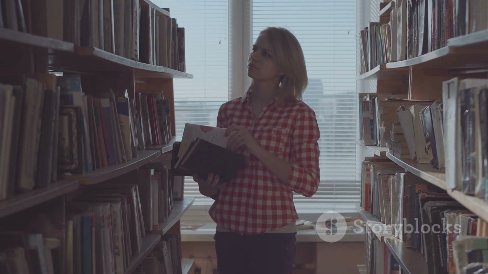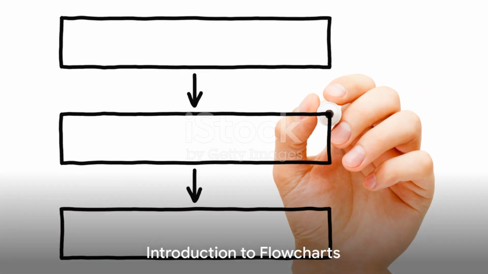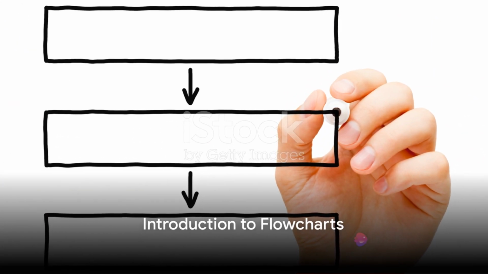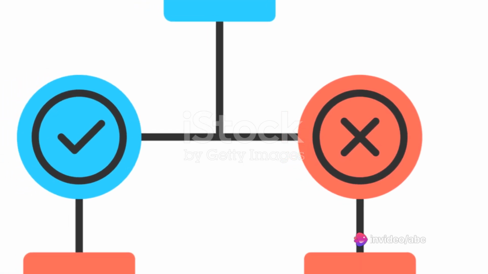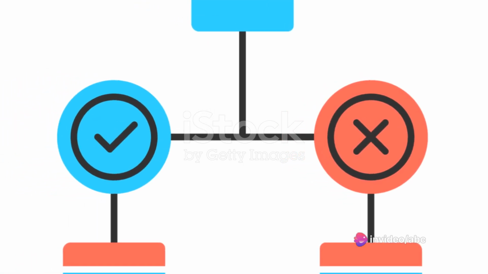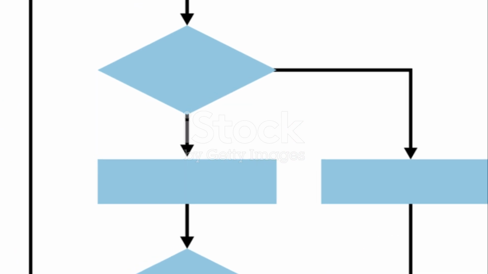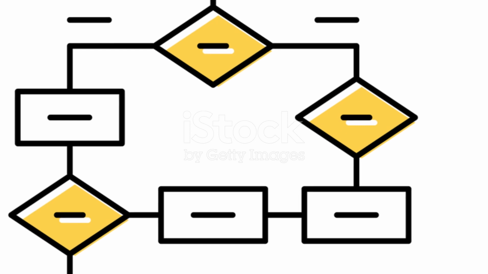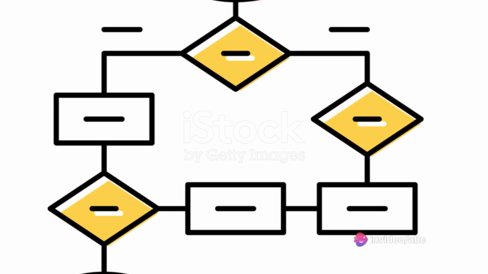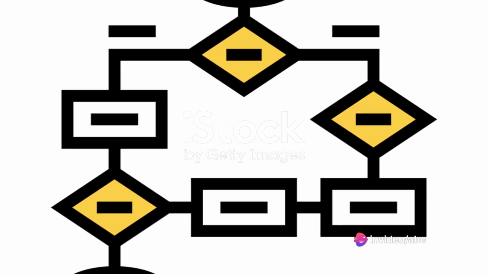But how do we visualize this process? Enter flowcharts, a visual tool to represent the sequence of steps and decisions in a process. Quite like a roadmap, flowcharts guide us through the logical progression of a task, from start to finish. The beauty of these charts lies in their simplicity. They use straightforward, universally recognized symbols to depict various steps or actions.